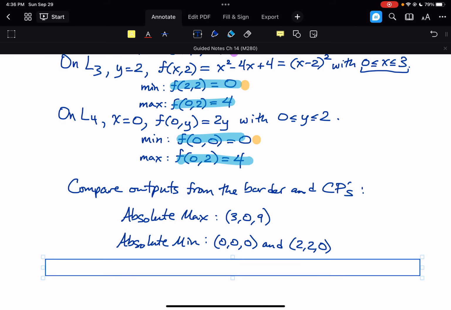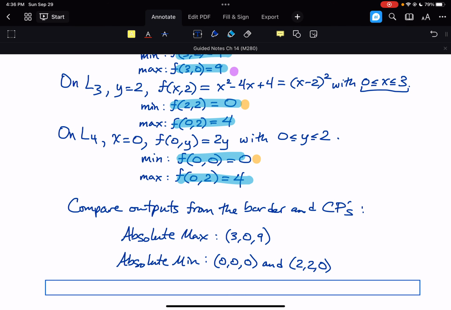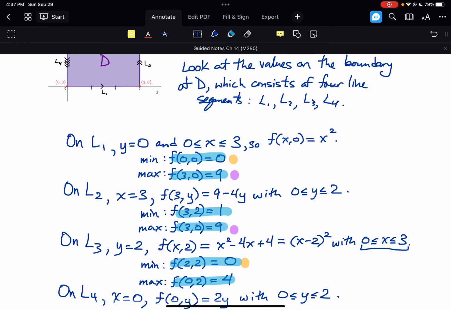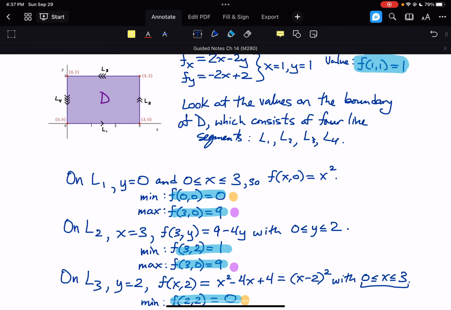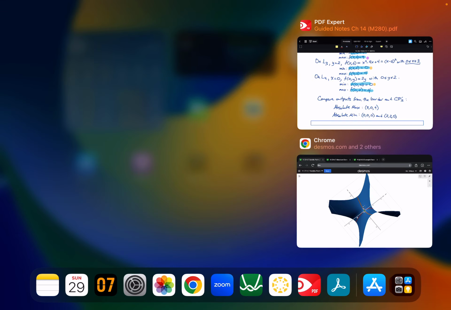And the absolute min is shared by 2 points, that is (0, 0, 0), so the origin, and (2, 2, 0). So we have an absolute max and our absolute mins. And just so we can get an idea of what is exactly happening here with all of these calculations, I'm going to pull up the graph.